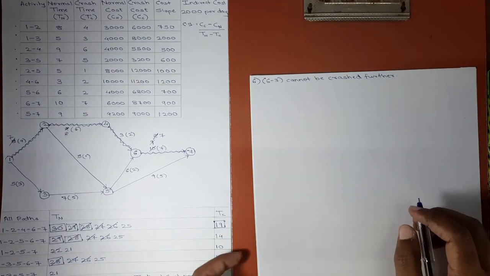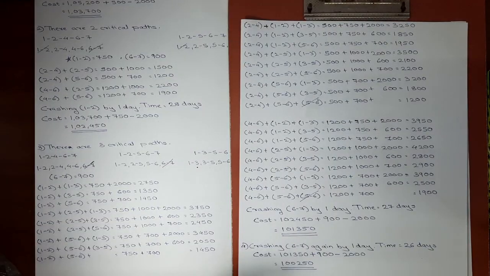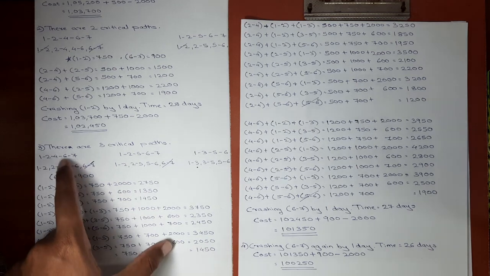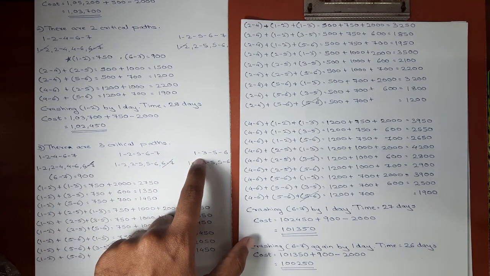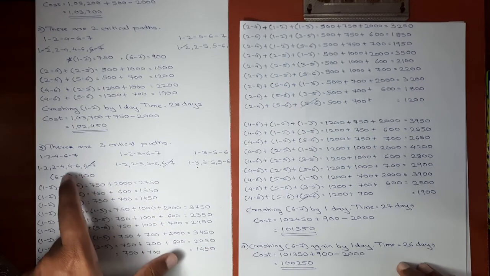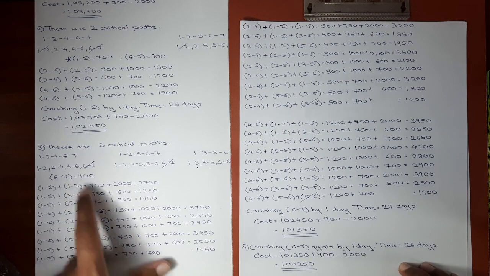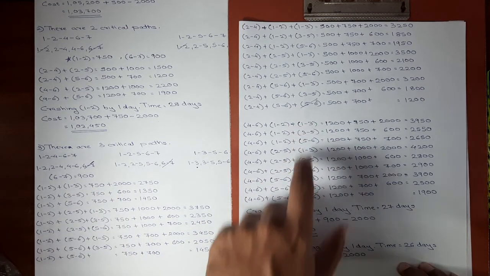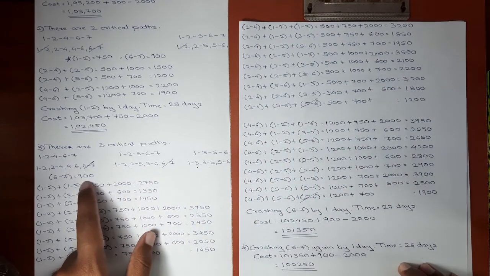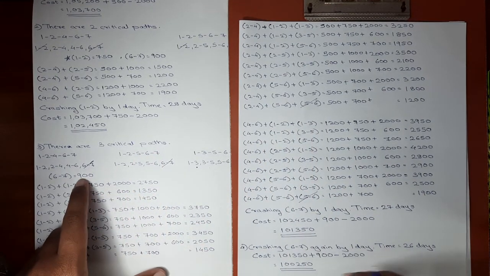Now again the critical paths are the same, right? These three paths are the critical paths, and the activity that was exhausted was 6 7, but 6 7 was a common activity. 6 7 is exhausted, but it wasn't a part of any of these combinations. Okay, 6 7 is out of the picture.